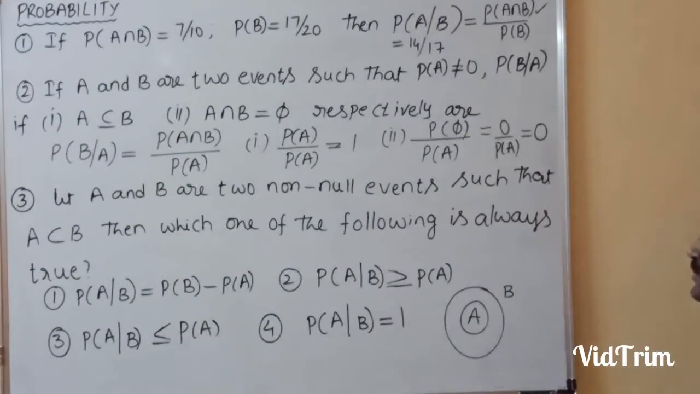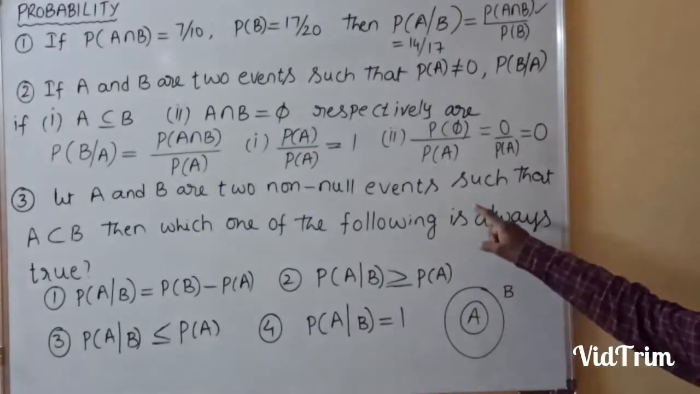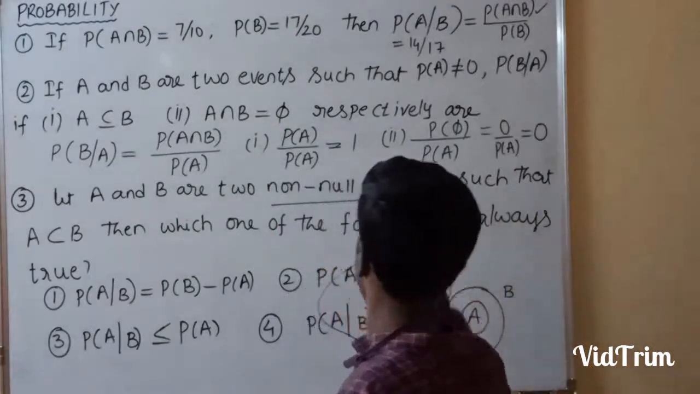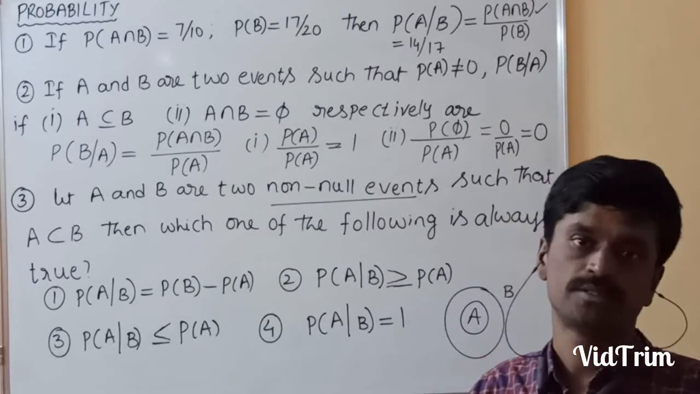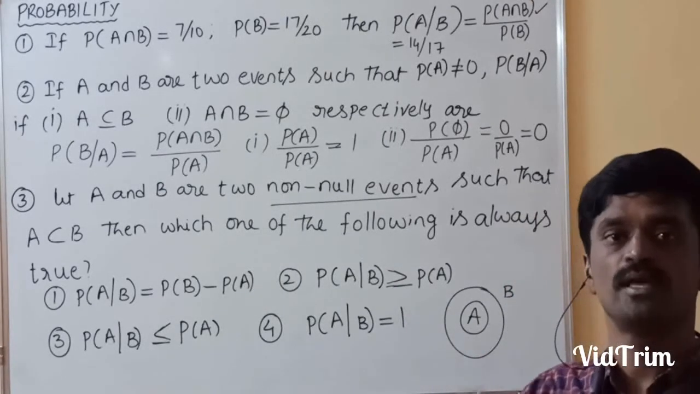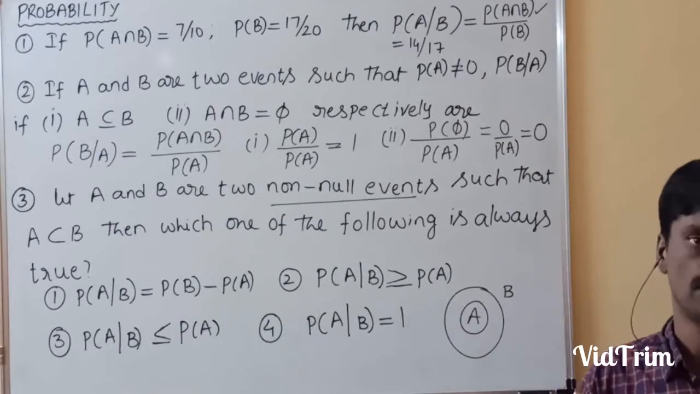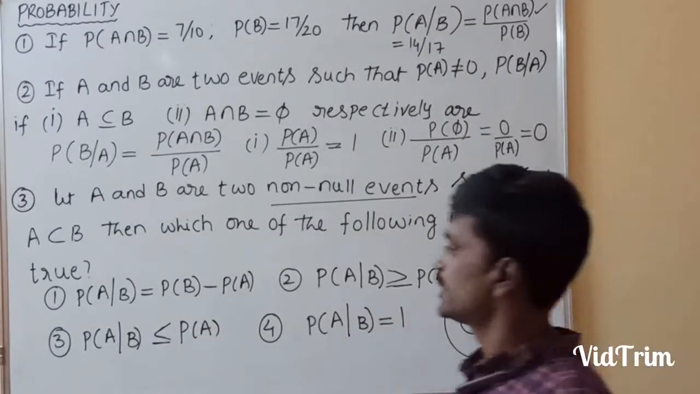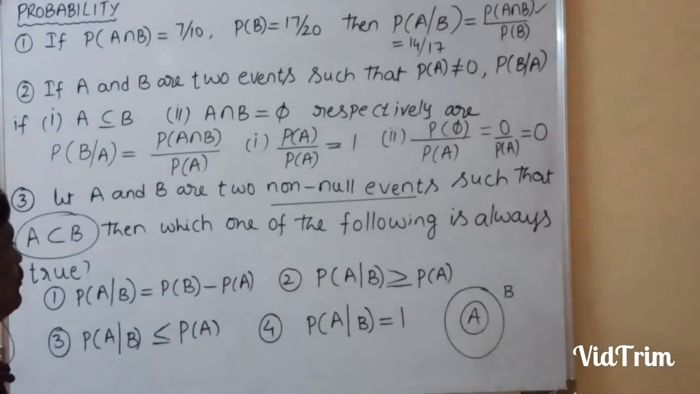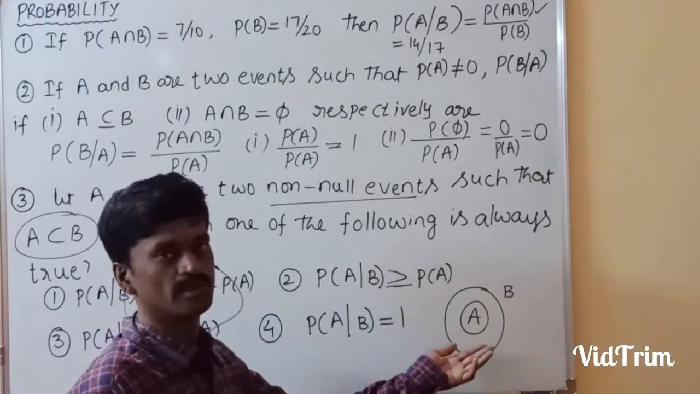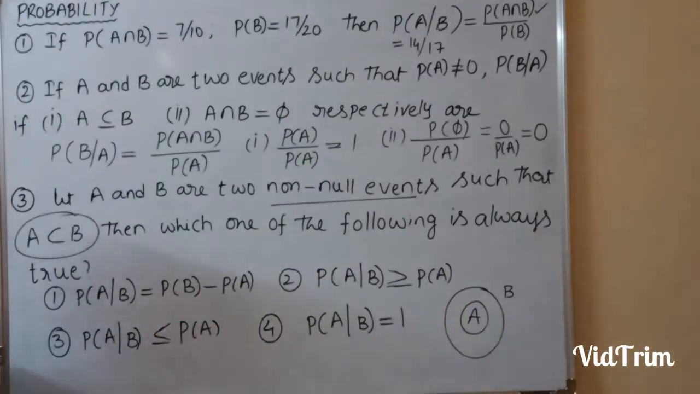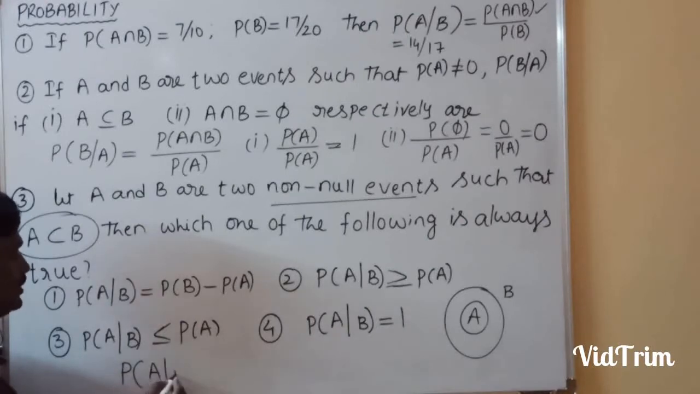Okay. So listen. Let A and B be two non-null events. Non-null events, non-zero events or possible events are one and the same. Non-null events means they have some chance of happening. Such that A is a subset of B. Then which one of the following is always true? Okay. So A is a subset of B means again the figure will be like this only. Then we have to find, according to all 4 options, the P of A by B value.